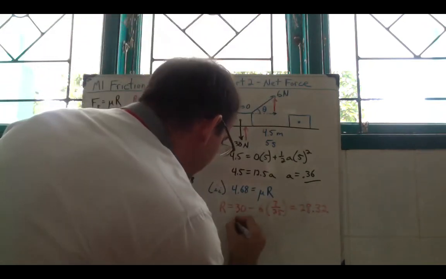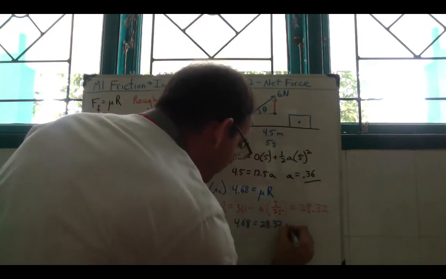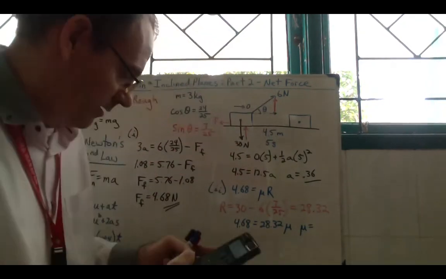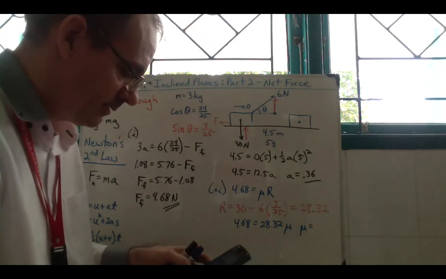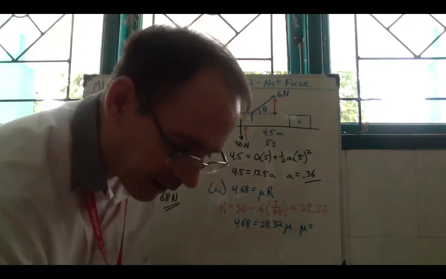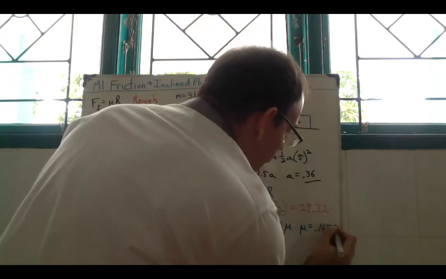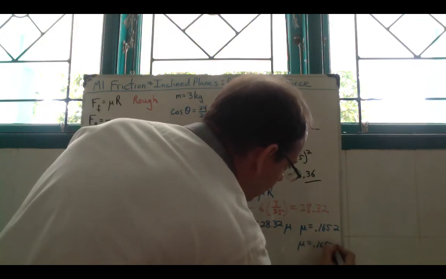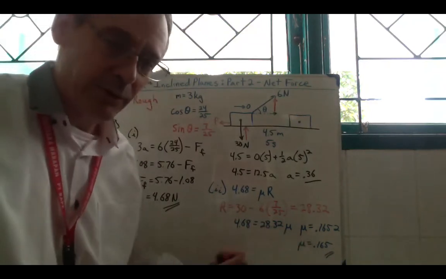So now we have 4.68 equals 28.32 mu. So our mu equals 4.68 divided by this one here, and we get 0.1652. 0.1652. So we need to show that it rounds to 0.165. There is our coefficient of friction, and we were able to show it.